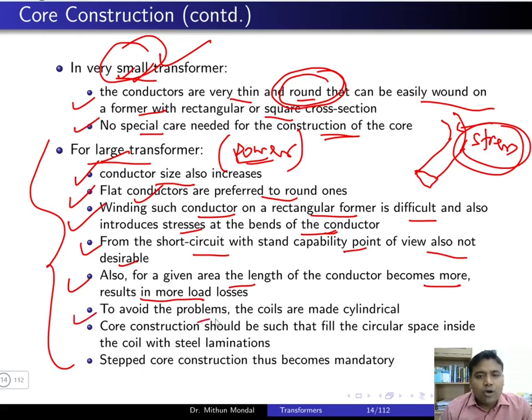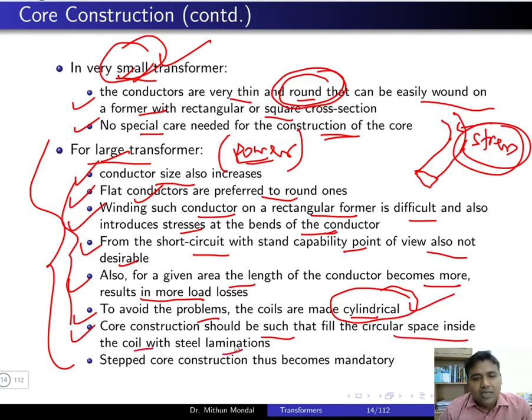And to avoid the problem, the coils are made cylindrical in nature. So to avoid all these problems, whatever we have discussed, instead of making the coils rectangular, we go for cylindrical coils. And core construction should be such that it fills the circular space inside the coil with steel laminations. So the core will be filled with all the laminations. We know that laminations are done to reduce the eddy current losses in the core. And stepped core construction becomes mandatory in that case. So what is a stepped core, that we are going to see now.